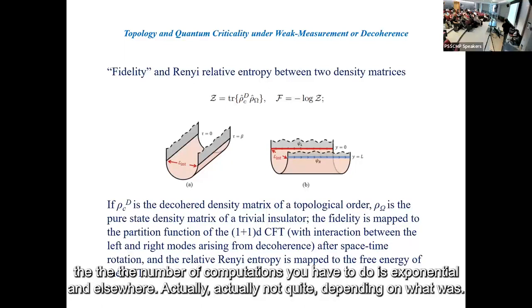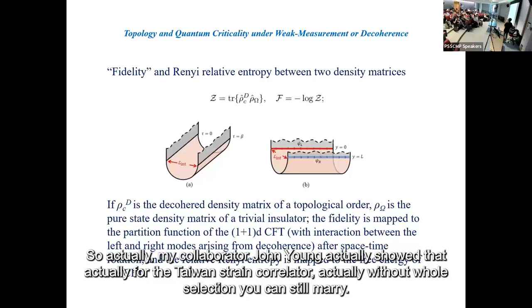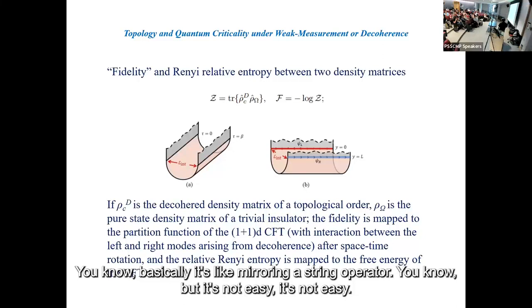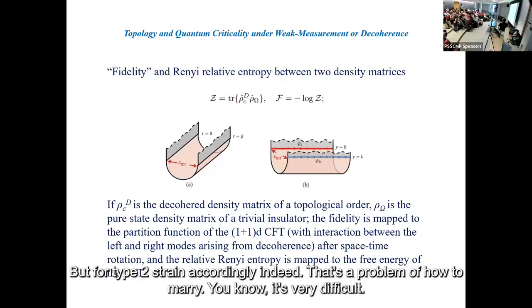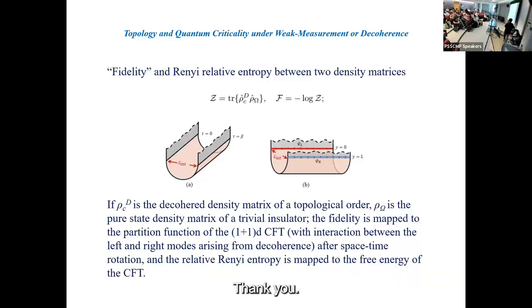Actually, not quite. My talk contains different parts. Some parts need post-selection, some do not. My collaborator Jiang Yang showed that for the type one strain correlator, without post-selection, you can still measure it. Basically, it's like measuring a string operator. It's not easy. But for the type two strain correlator, indeed, there's a problem of how to measure it. It's very difficult. But for type one, I think my collaborator showed that you can do it without post-selection. Thank you.